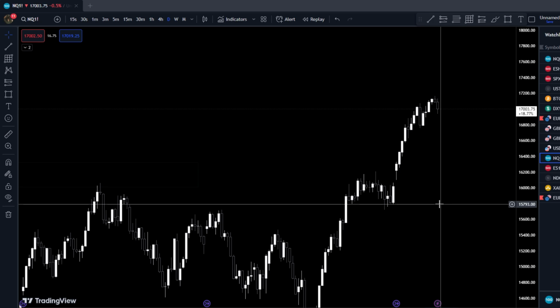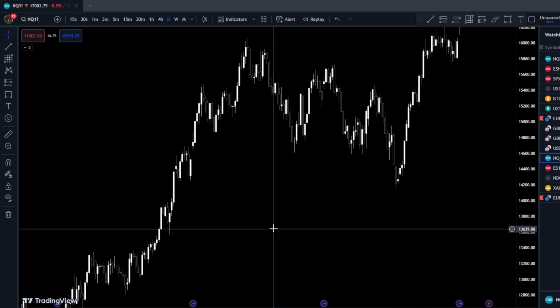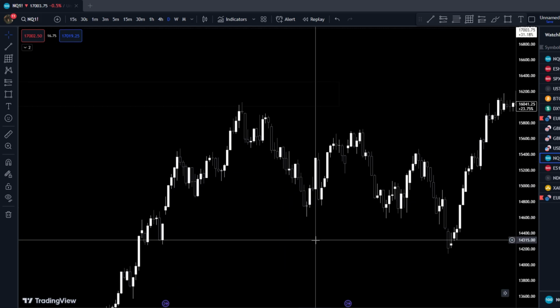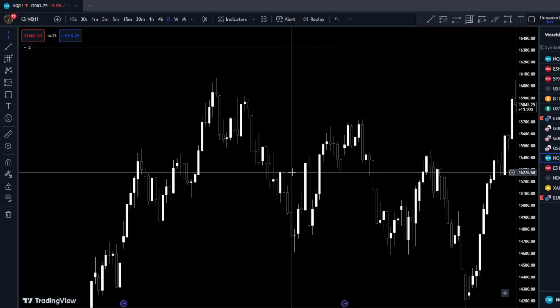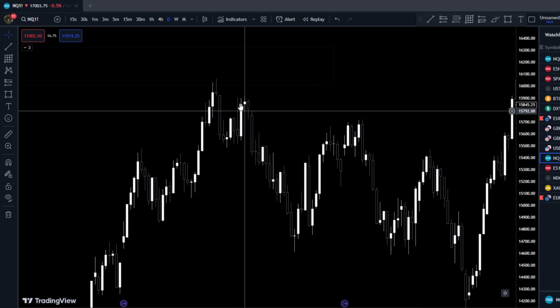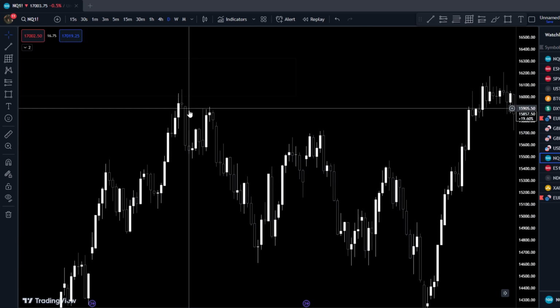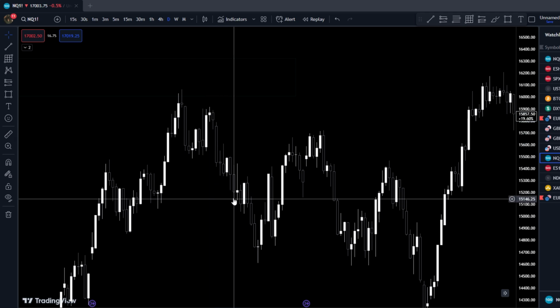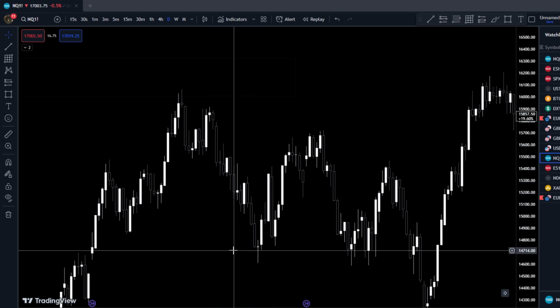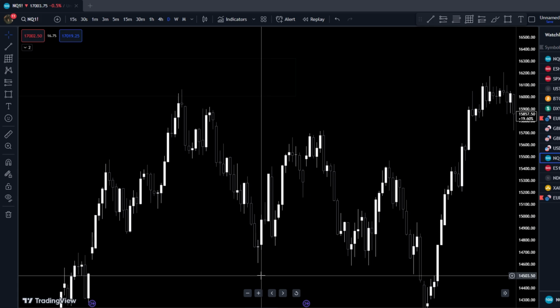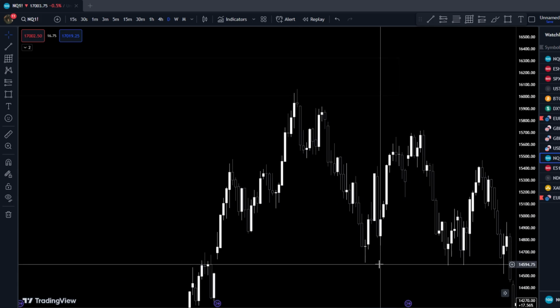Mainly, in my opinion, fair value gaps tell the biggest story in the market. Fair value gaps tell the story of the market, in my opinion. And why? Let's take a look at this situation. We see on daily here we're bullish, right? We're making higher highs, higher lows. I forgot that already. So what do we see here?